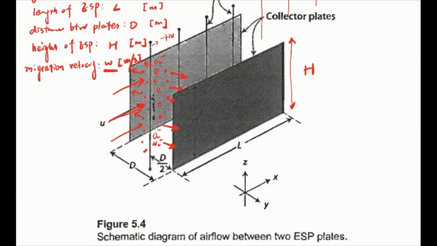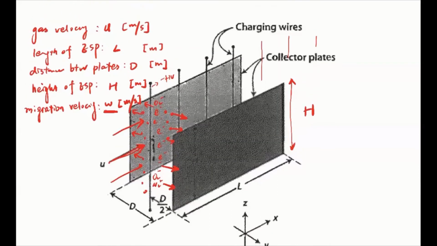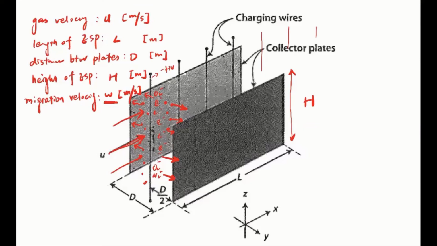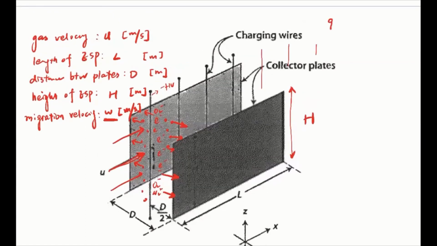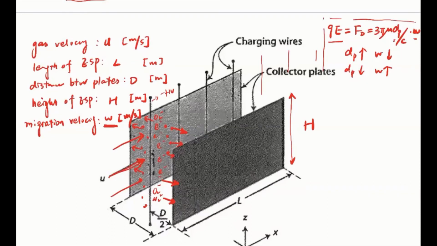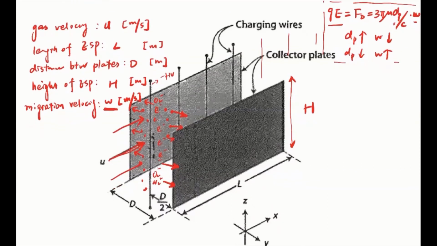So how do we calculate this migration velocity? Again, based on drag force, right? Particles are going to move relative to the flow, perpendicular to the flow direction. So what we need is QE, the electrostatic force on the particles, equal to FD, the drag force, 3 pi mu dp divided by C multiplied by W. So you see that this W is really dependent on the particle size. The larger the particle size, the smaller the migration velocity, right? The smaller the particle size, the larger the migration velocity. So we will talk about that later regarding the operation of the ESP.